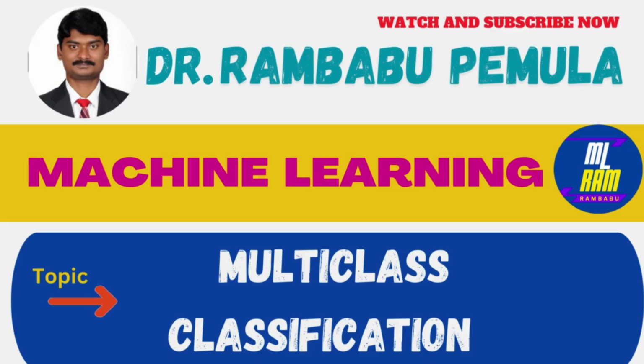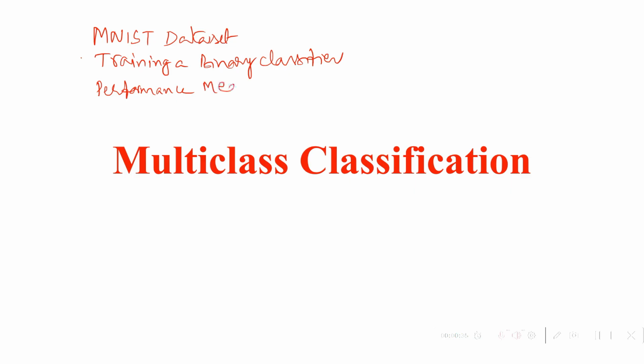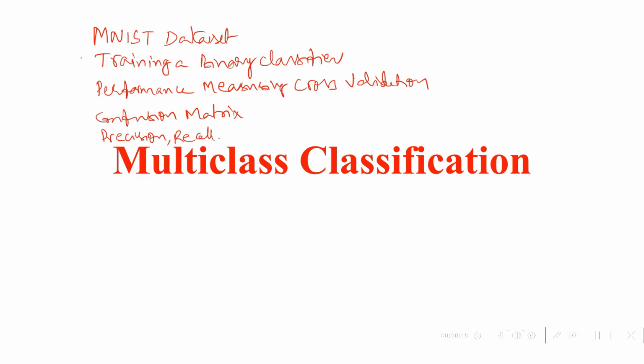In the previous videos, we discussed the MNIST dataset, training a binary classifier, and performance measures using cross validation, the confusion matrix, and some of the other performance metrics like precision, recall, and F1 score.